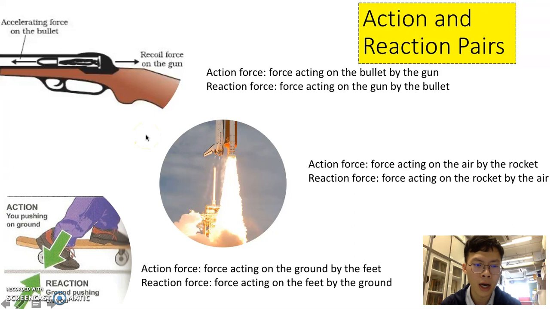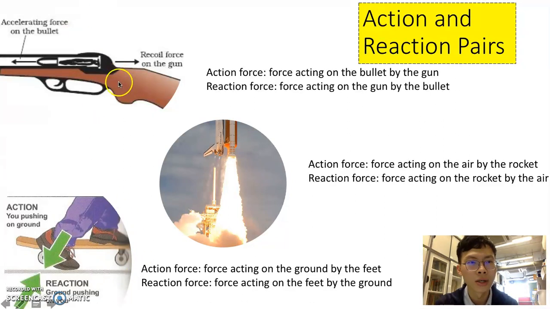The next case is just walking. Walking is also an action and reaction pair. The action force is the force acting on the ground by our feet, and at the same time there is a reaction force acting on the feet by the ground. So we are relying on the reaction force to make us move forward. While we apply a force backward, the reaction force makes us move forward.